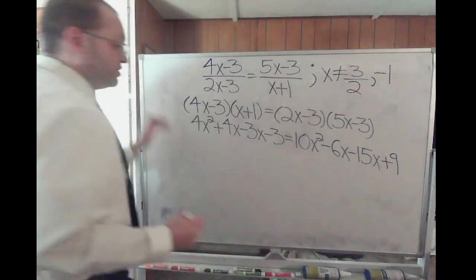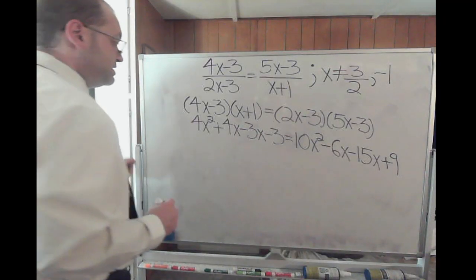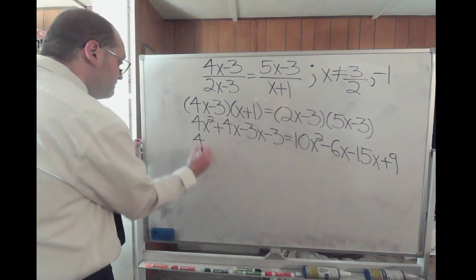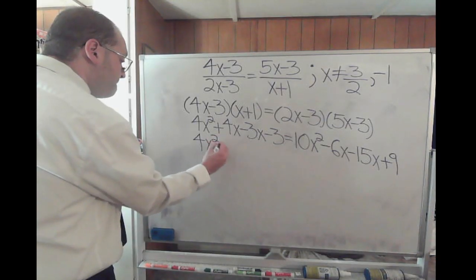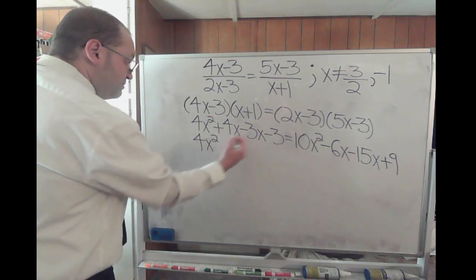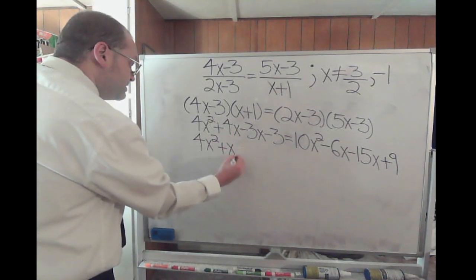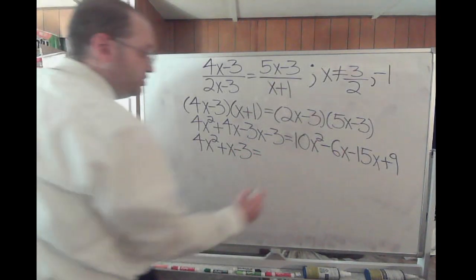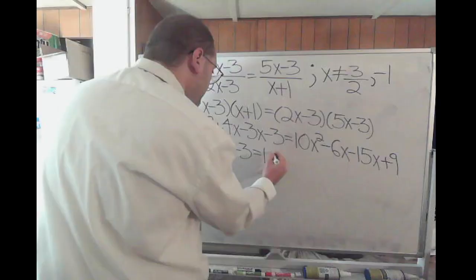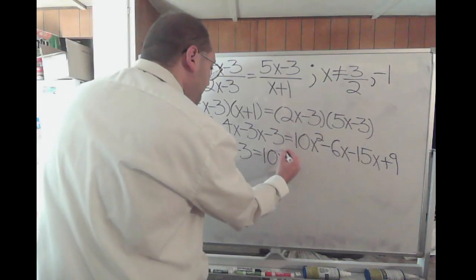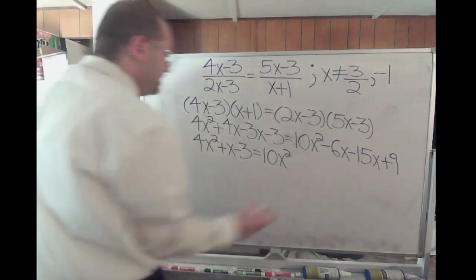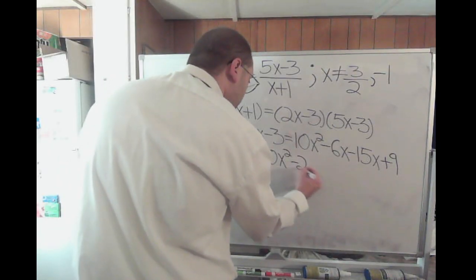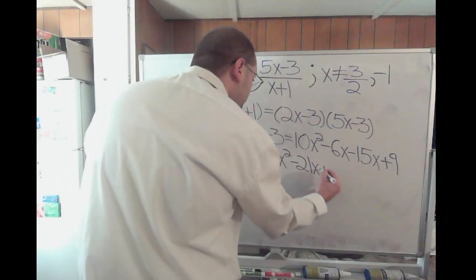So yeah, this just turned into a very long problem, didn't it? So the left side, let's simplify a bit. You'll end up getting 4x squared, 4x minus 3x, so that'd be plus x minus 3, is going to be equal to, let's see, 10x squared, negative 6x minus 15x, that'd be minus 21x, then plus 9.